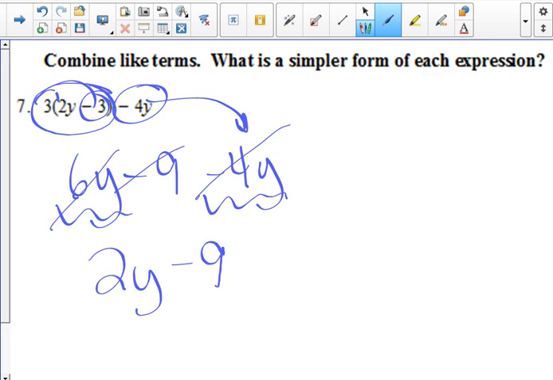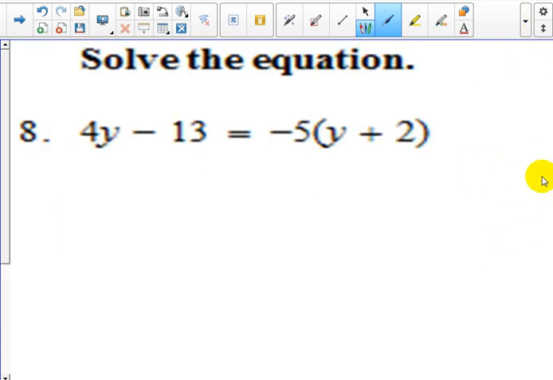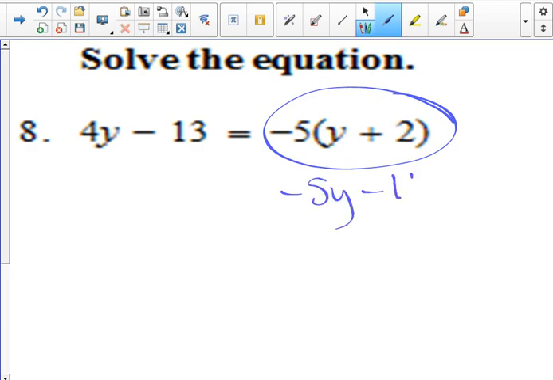And that's your answer. That's as simplified as you can get that. Our next problem is solve the equation. So this is number 8. So again, we're going to start with the distribution of negative 5y minus 10 over here. And then I'm just going to carry this down over here.